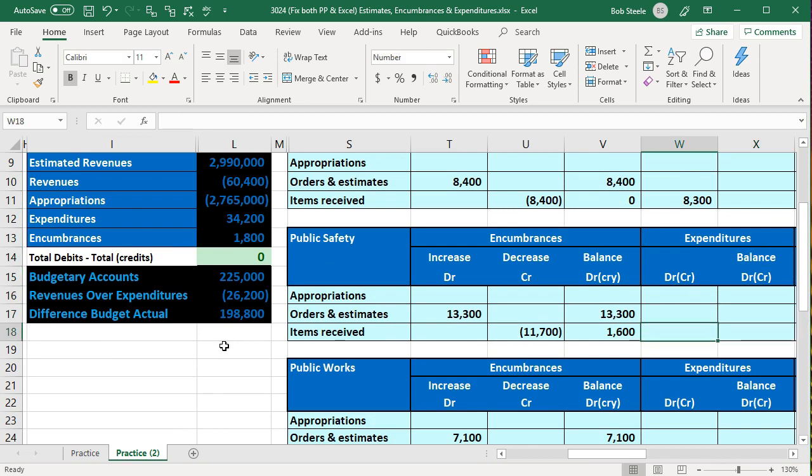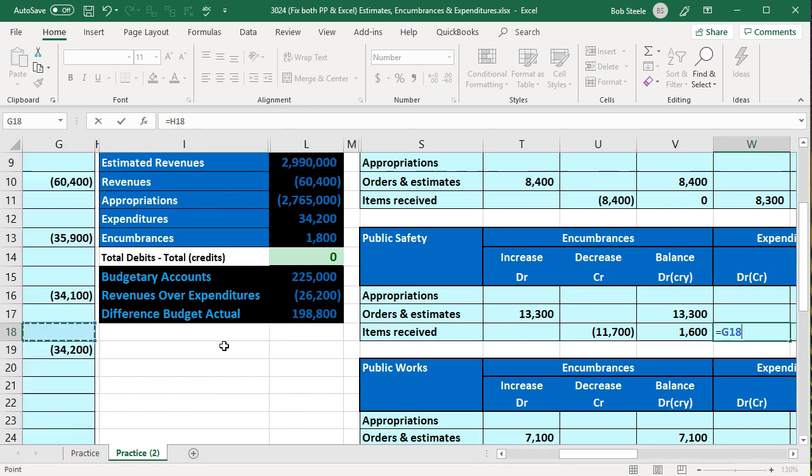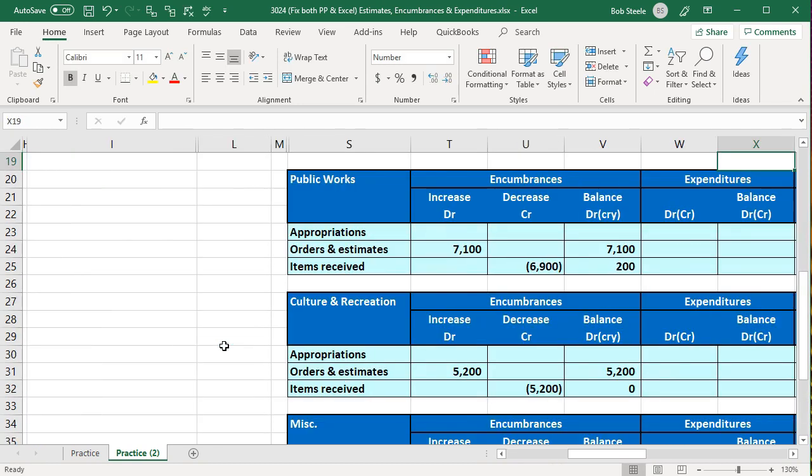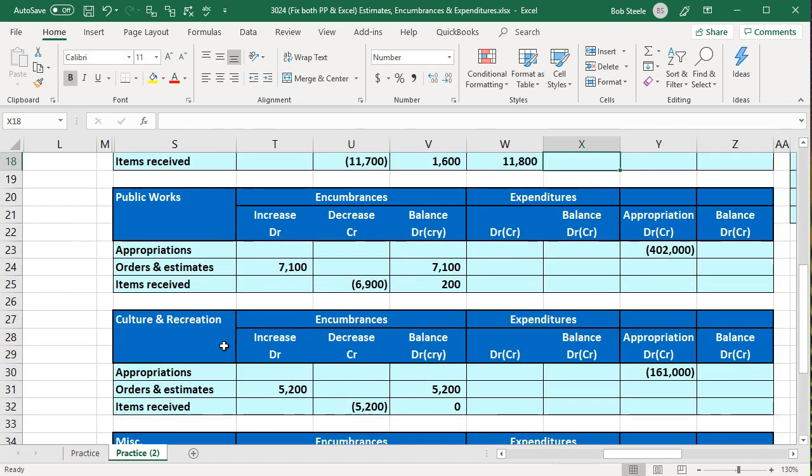Now we're down here in W18, public safety equals, scrolling to the left, scrolling down, and we're going to pick up the public safety actual amount and enter. So there we have that.